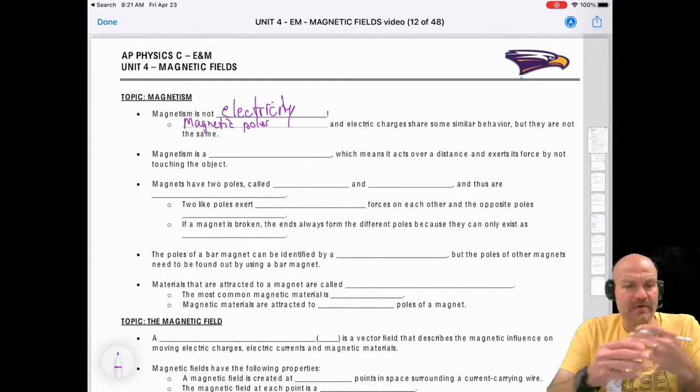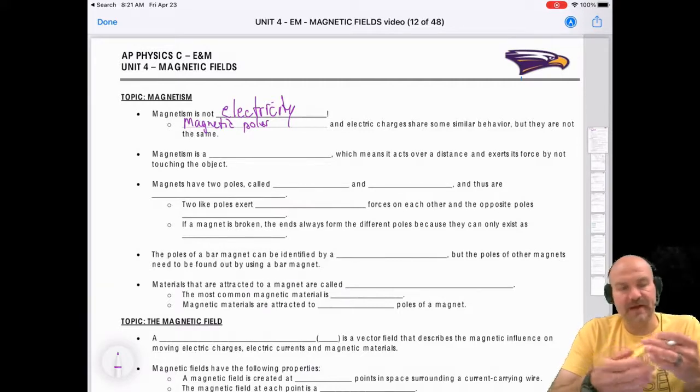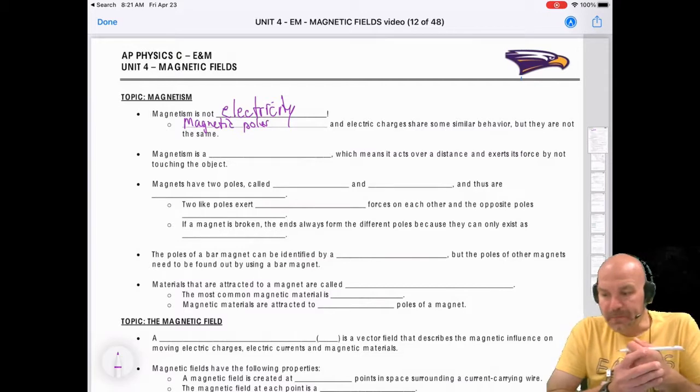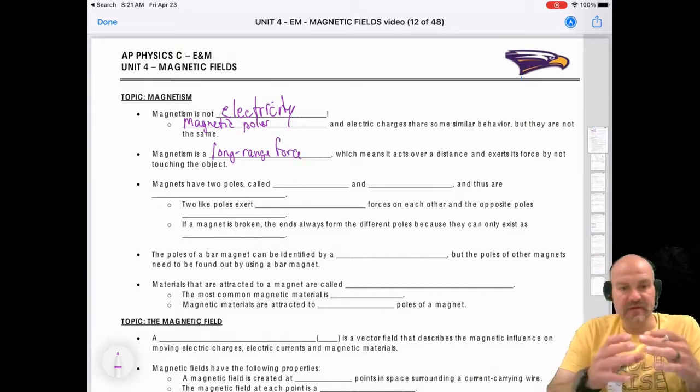Okay. They do follow that rule of opposites attract, likes repel. So north and a north will repel each other, just like positive and positives repel each other. Okay. So again, just like electricity, magnetism is a long range force, which means that you're going to feel it over a distance and it exerts force without touching the object, right? So it's just like electricity or the electrical force.